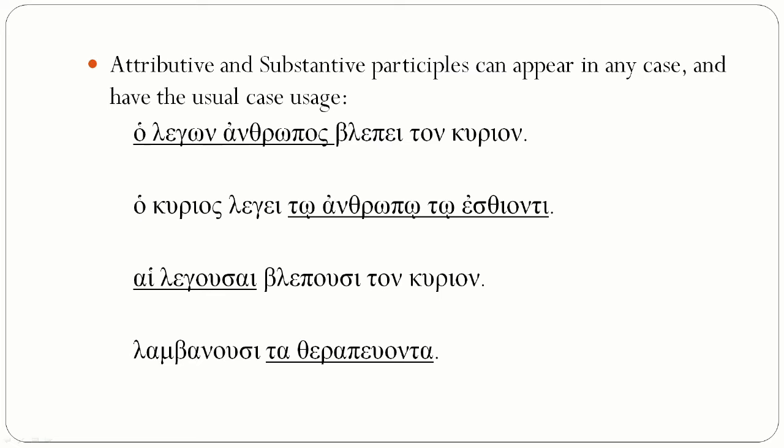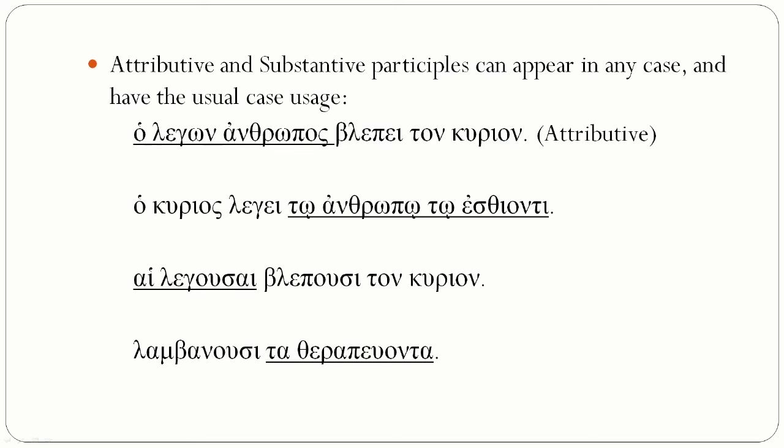Now, of those two that we just talked about, attributive and substantive, which use is this? Or which construction is this? Is this attributive or substantive? Ha legon anthropos. Okay. If you said it was attributive, you are correct. Notice that the participle there is legon, and it is in between the article and the noun, ha anthropos.